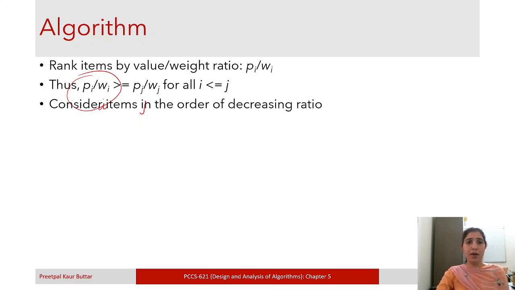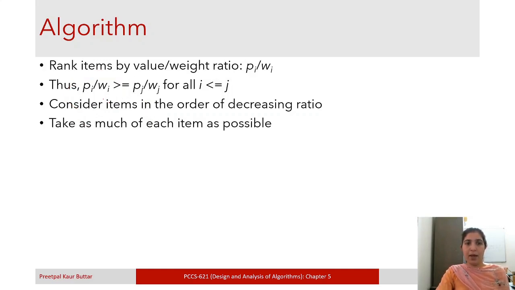So it means you are considering the items in the order of non-increasing, or decreasing, ratio, and we take as much of each item as possible. So if you are picking a number of items, say I, J, K, L, all the items except the last item will be picked 100%, and for the last item you will pick a fraction of it, right?